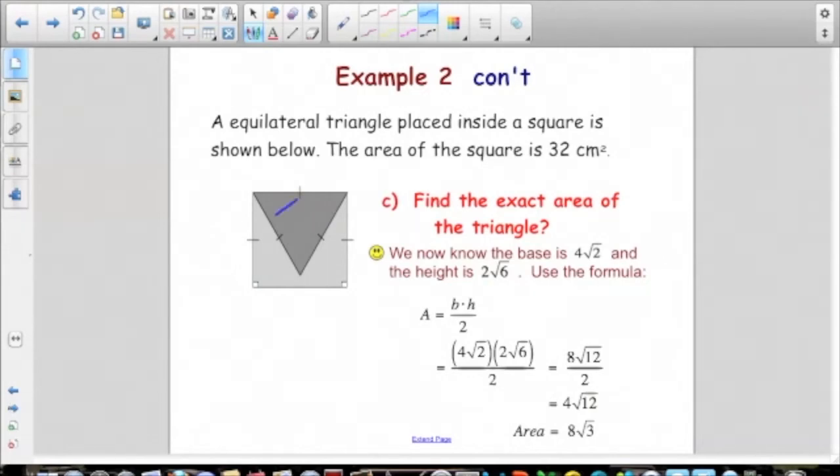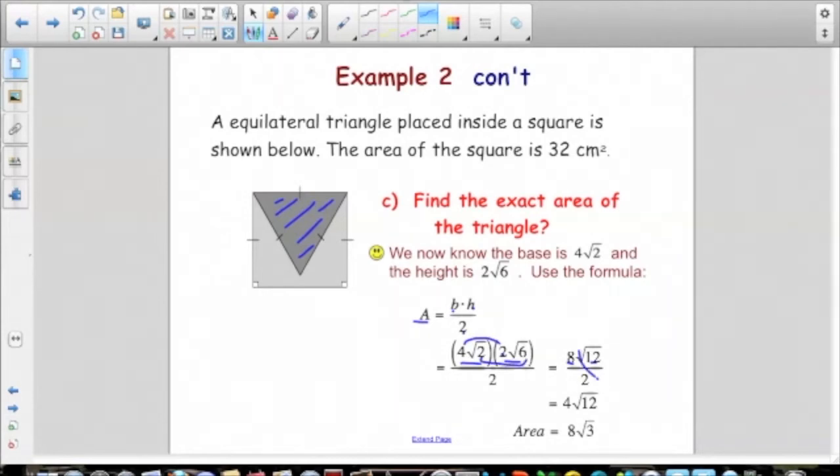That's the dark gray area of that triangle. So we know the area is base times height divided by 2. Well, we have all the parts. We just solve that. We know the base is that because we did that in the first part. We know the height is that because we did that in the second part. Now, let's apply it. 4 times 2 is 8. 2 times 6 is 12.